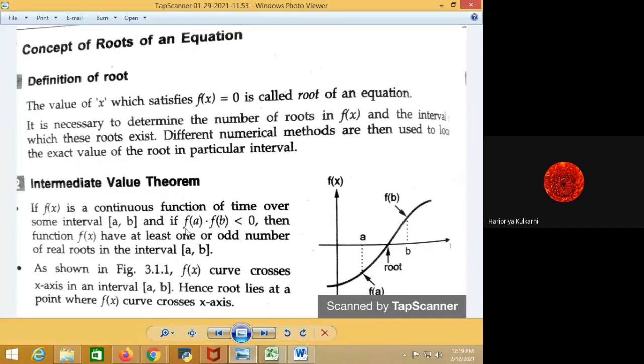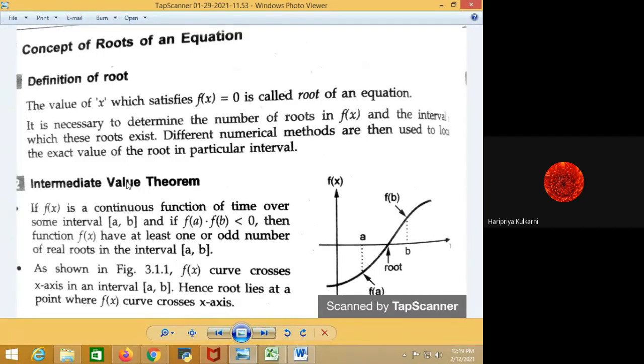I hope you have understood the concept of root. Root is a value of x which satisfies the function. Going to the first method, which is the intermediate value theorem. Basically, this theorem is used to find out whether a root lies between the given interval or not.